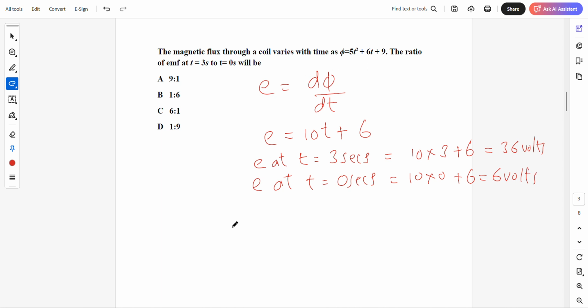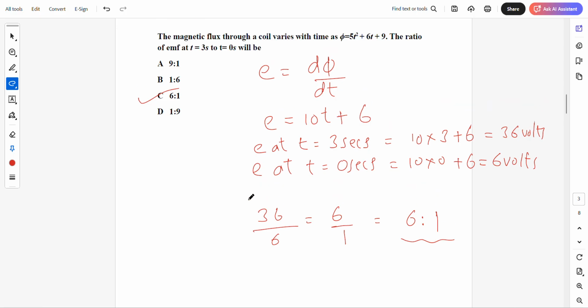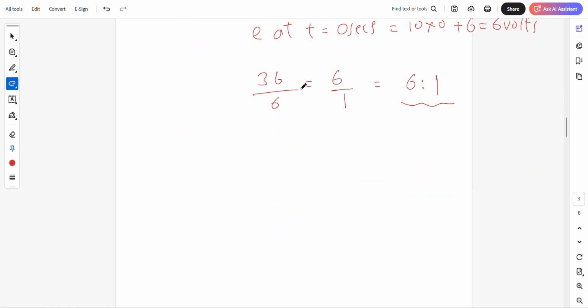The ratio. 36 by 6 is nothing but 6, that is 6 by 1. So 6:1 is the right answer. Hope you understood. The ratio of EMF at t is equal to 3 seconds to t is equal to 0 seconds will be 6:1. Here we have taken the magnitude of EMF induced.